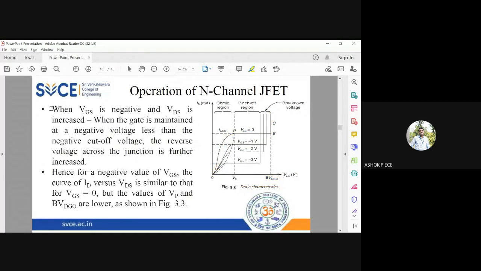Okay. So when VGS is negative and VDS is increased, you know that the gate is always maintained at a negative voltage. The reverse bias is going to be further increased. When you draw the negative values, what they are saying is the value of IDS is reduced. First, VGS equal to 0, you get the maximum value of IDS. When you give -1, you see the value of IDS is reducing. When you give VGS equal to -2, from -1 the value is reducing. -2, -3, it is reducing.